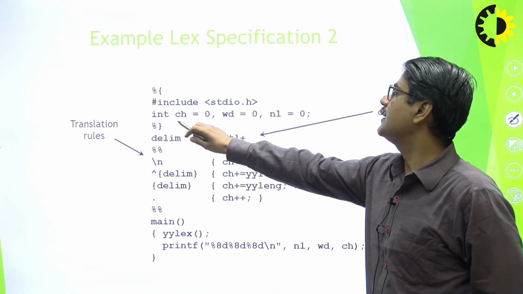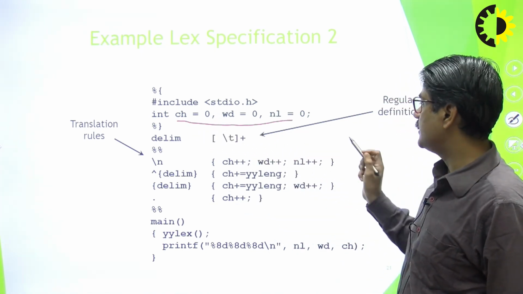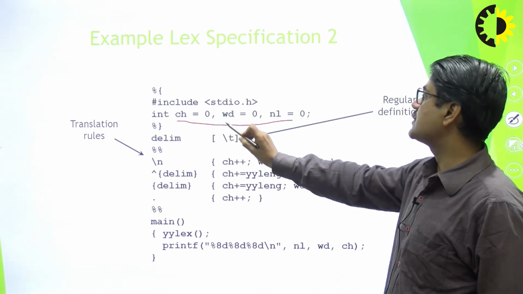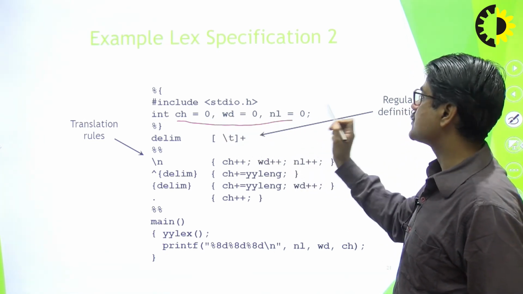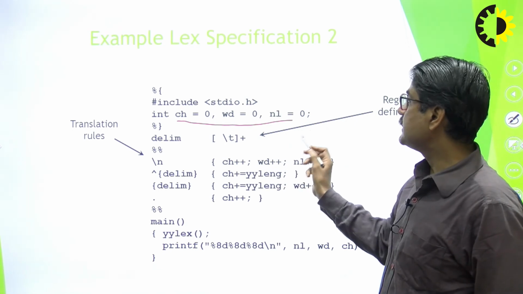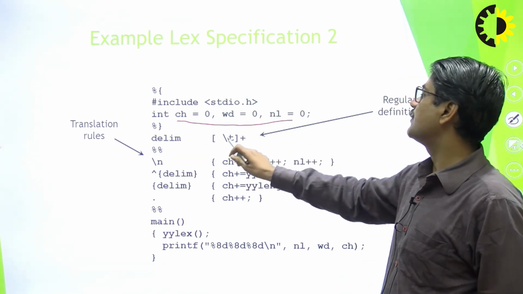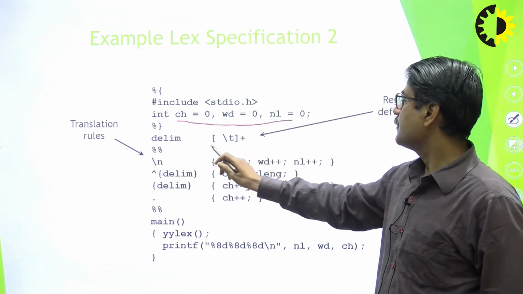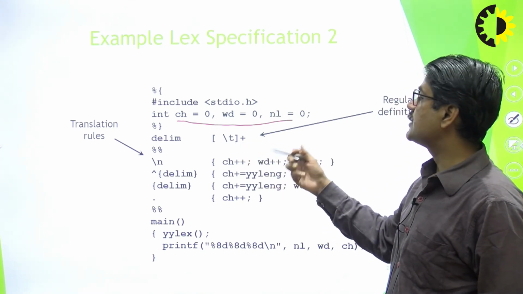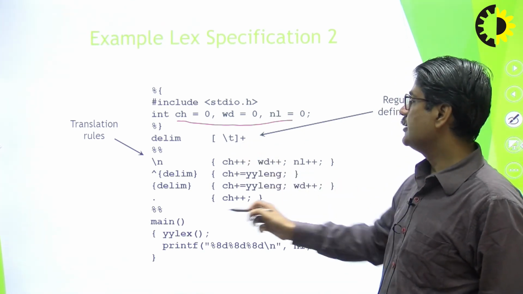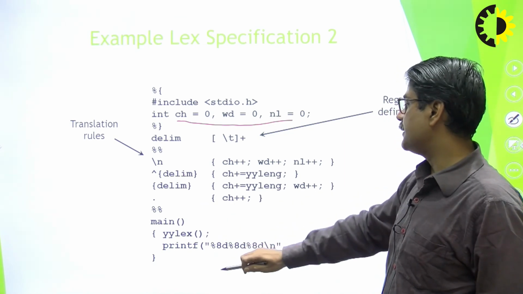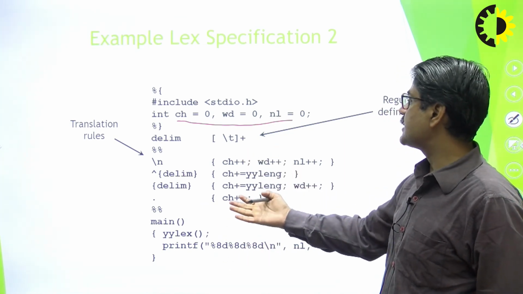This will be the definition area, where integer ch, define wd equals 0, nl equals 0. That is the basic part. Then the regular definition delimiter equals \t plus. Delimiter is used in different places, like \n. So this is basically the translation rules.